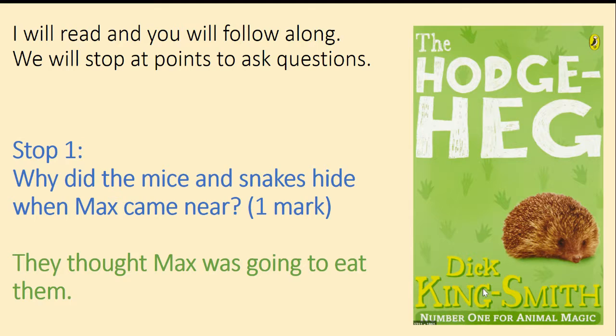Well done, everyone. The mice and snakes hid because they thought Max was going to eat them. There's my short, snappy answer. They thought Max was going to eat them. Tick the answer if you got it right, or fix it if it needs a bit of work. Okay, let's keep reading. We are at the bottom of the page with the frogs jumping into the pond. Page 41.